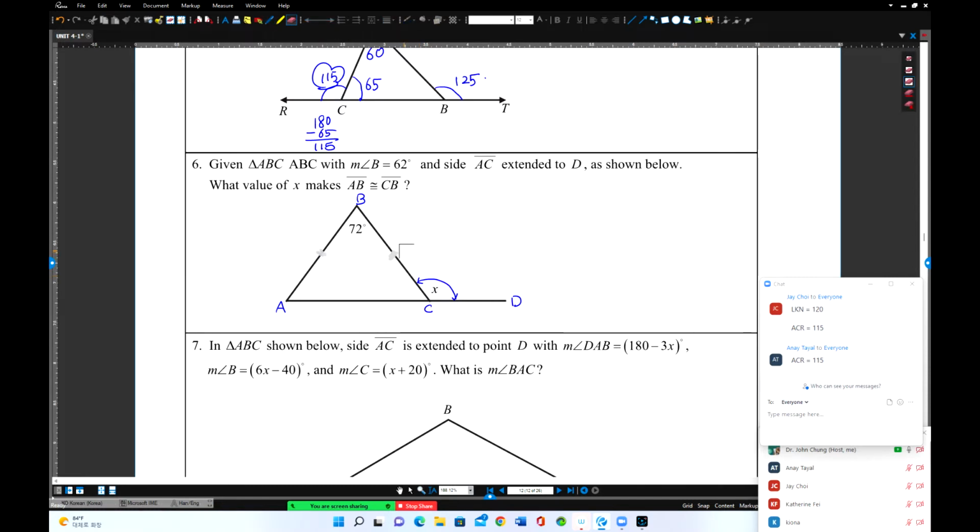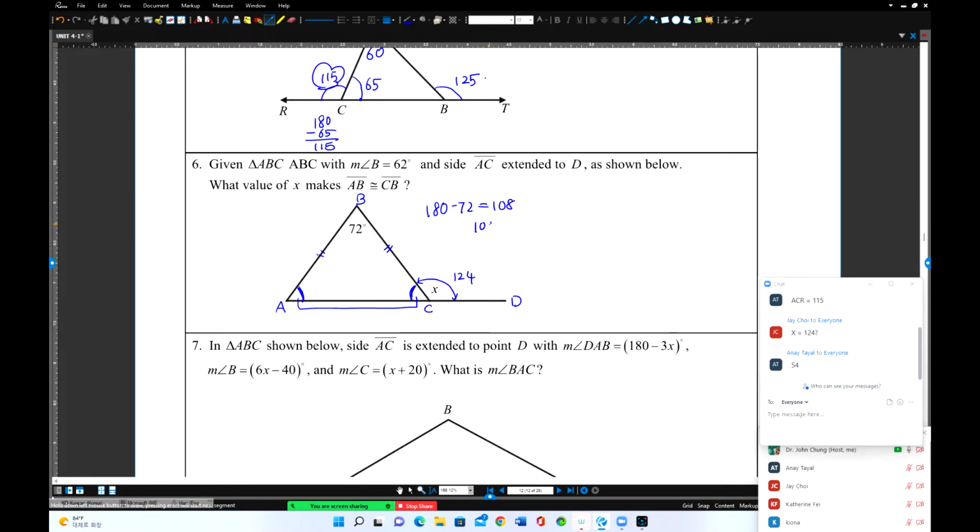For what value of X? These two sides are congruent, which is isosceles. Isosceles means these two angles must be equal, right? 180 minus 72 is 108. The sum of these two base angles is 108, because these two angles must be equal.